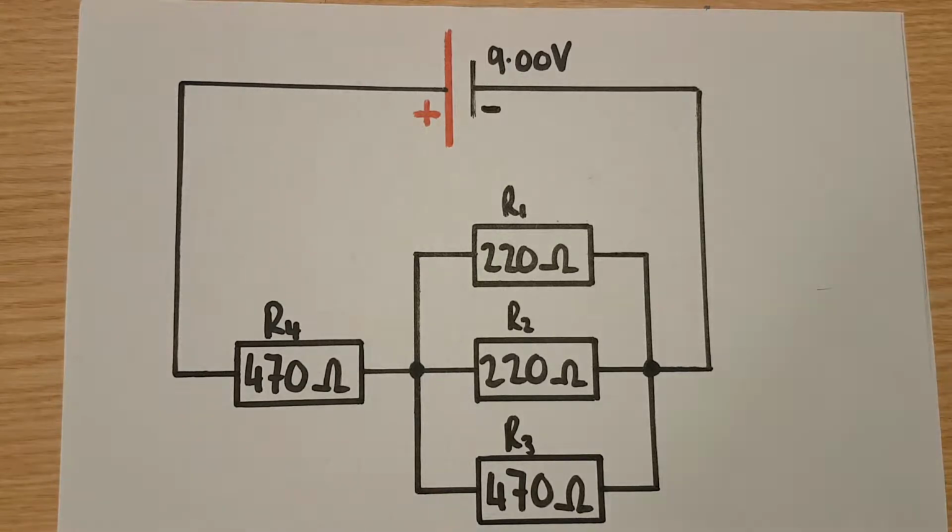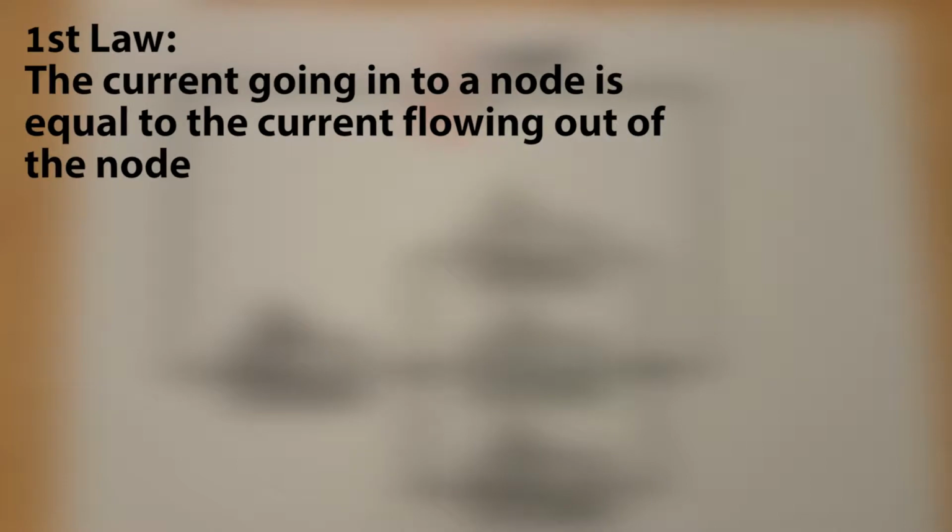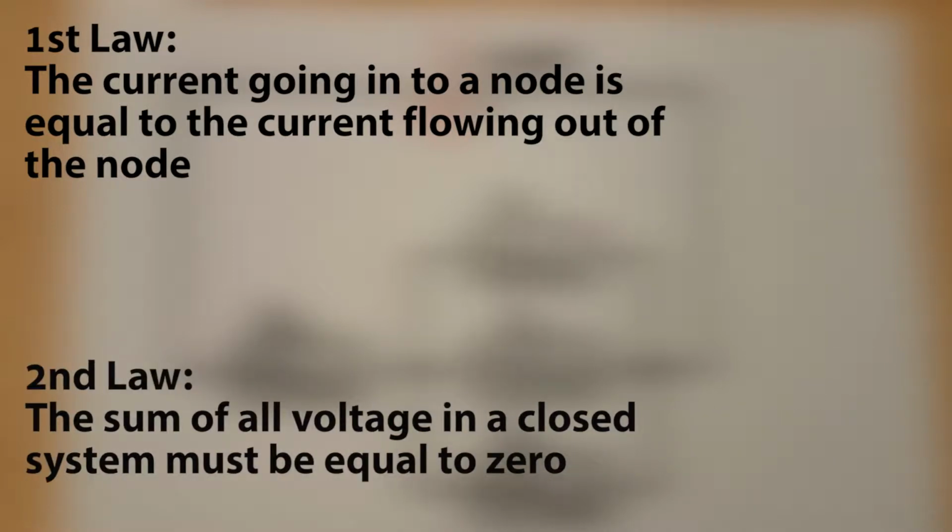In this episode we're going to be talking about Kirchhoff's laws. Kirchhoff's first law is that the current going into any node is equal to the current flowing out of it, and Kirchhoff's second law is that the sum of all voltage in a closed circuit must be equal to zero.